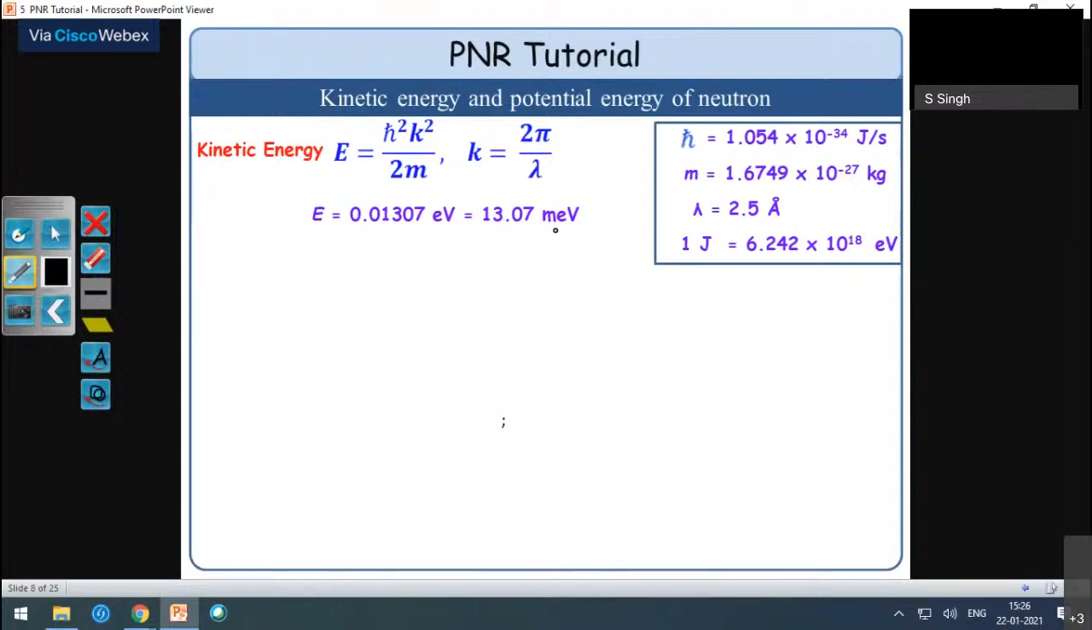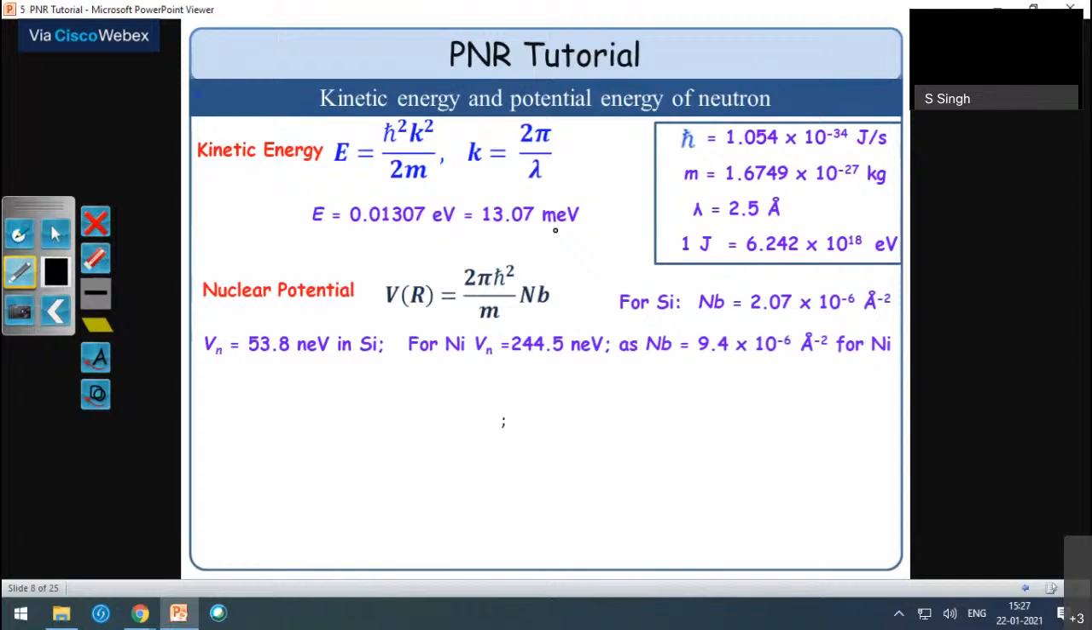Now let us see the potential. We define this nuclear potential, the Fermi pseudo potential, which is V equal to 2 pi h cross square by m times Nb. This Nb is the nucleus scattering length density we just mentioned, which we calculated for silicon in the previous slide. As I said, this b value and all this information you can get from any database, and one of the sites I have shown you is the NIST site, where one can calculate this nuclear scattering length density.